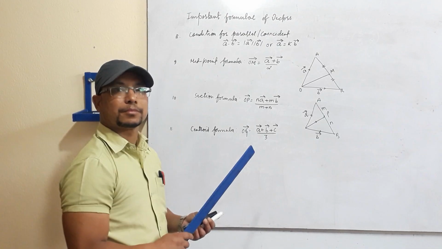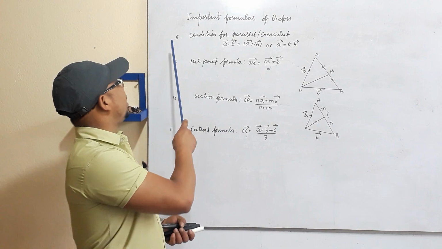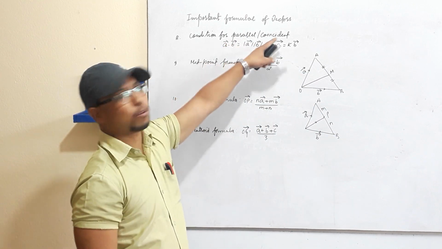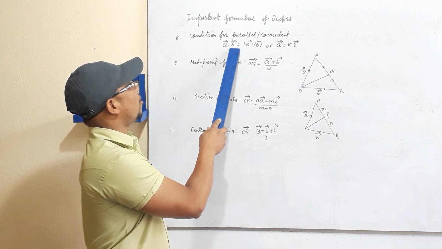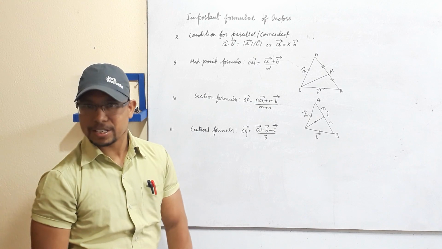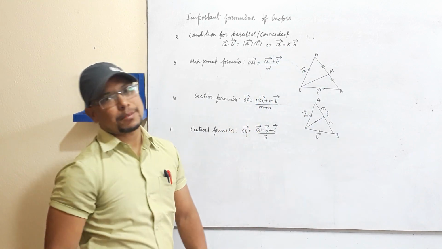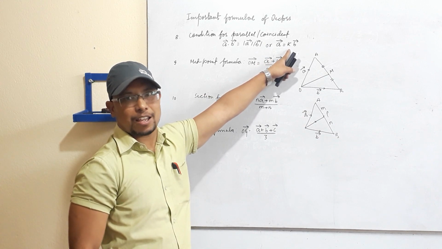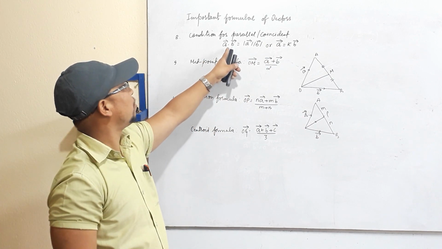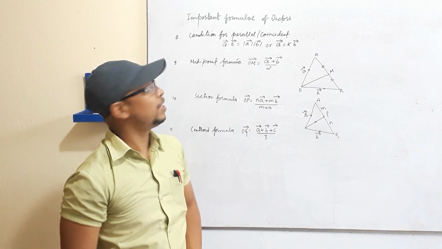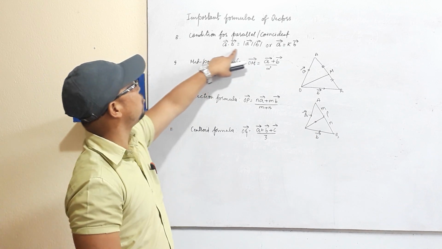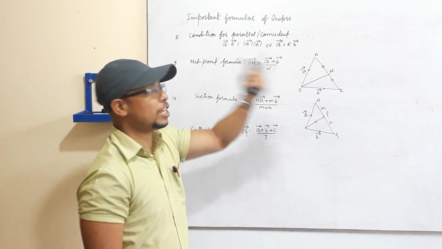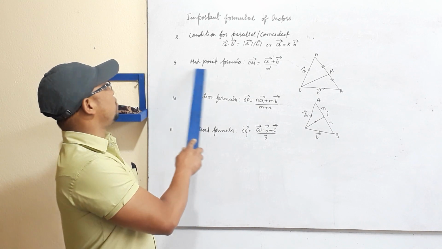Number 8: the condition for parallel, or coincident. The condition for parallel is A dot B equals magnitude of A into magnitude of B, or vector A equals K times vector B. In class 9, you used to prove parallel vectors by using this condition. And in class 10, we have read A dot B equals magnitude of A into magnitude of B. Mostly in numerical problems and in vector theorems we use these conditions to prove parallel.